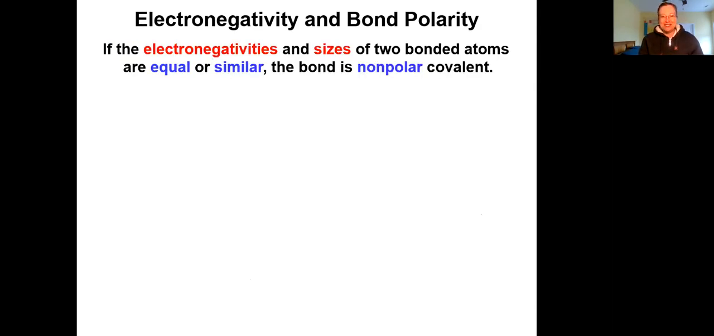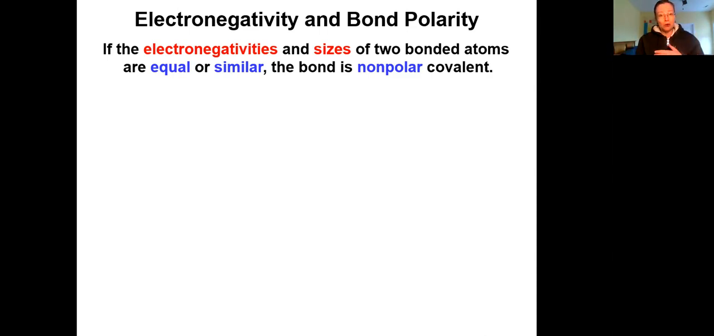If the electronegativity and the sizes of the two bonded atoms are equal or at least similar, we call the bond that they form a nonpolar covalent bond. You can think of the North Pole and the South Pole, which are actually magnetic poles, just like the positive side of a battery and a negative side, or a magnet with a positive side and a negative side. Or think of bipolar, having two ends, a positive end and a negative end.